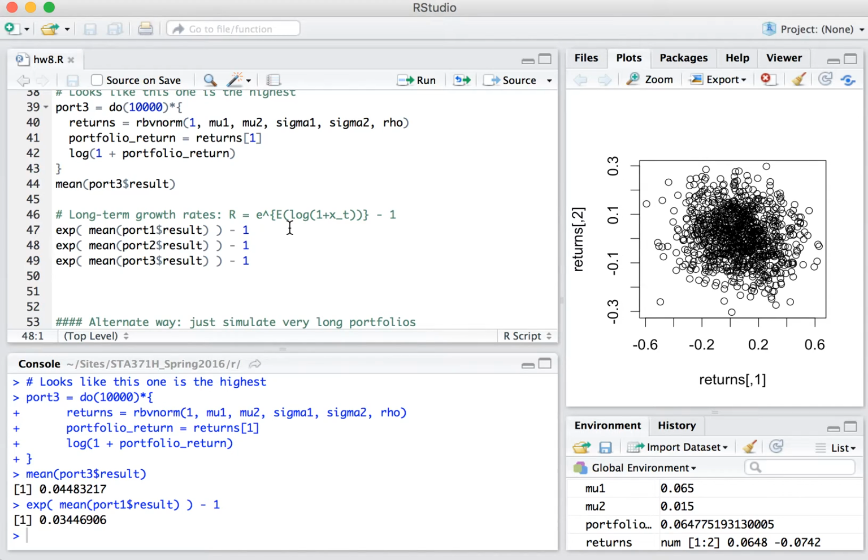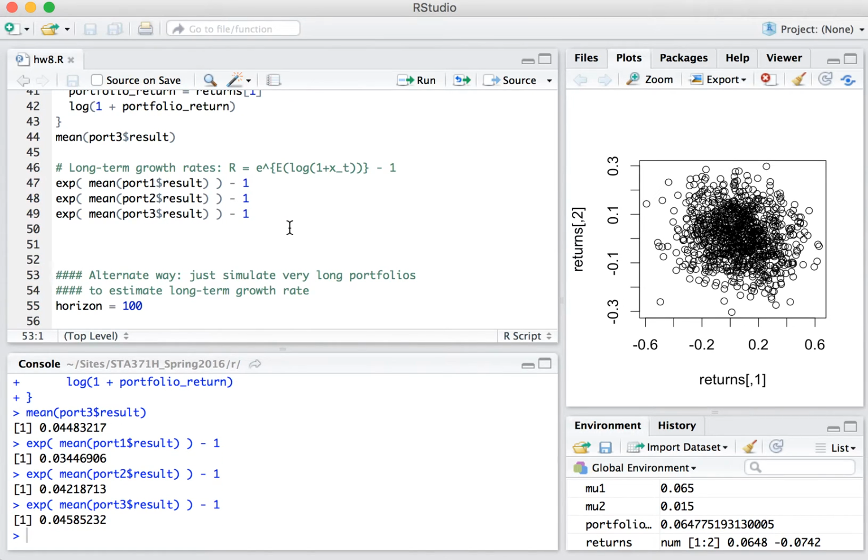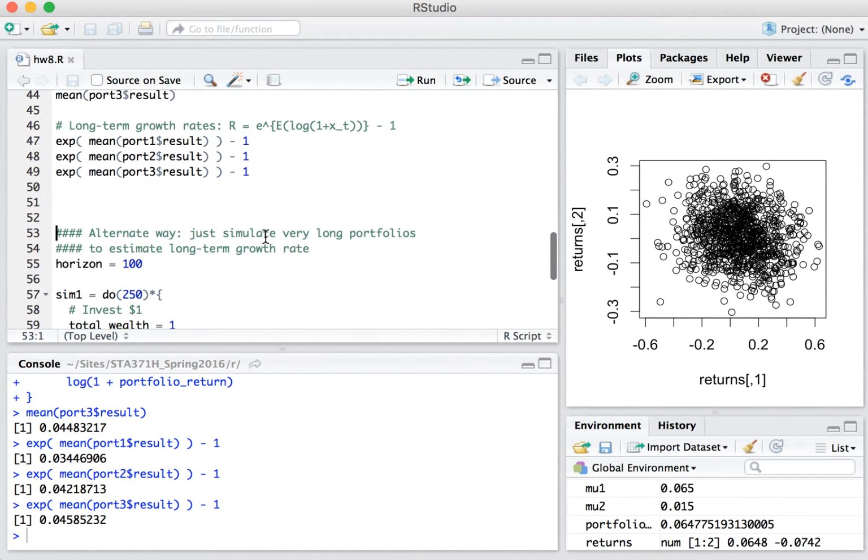So it looks like the implied growth rate of the 50-50 split is about 3.5% per year, of the 80-20 split is about 4.2% per year, and of the 100% stocks, it's about 4.6% per year. Okay, so that's probably the most straightforward way, at least the way that involves the least amount of code.